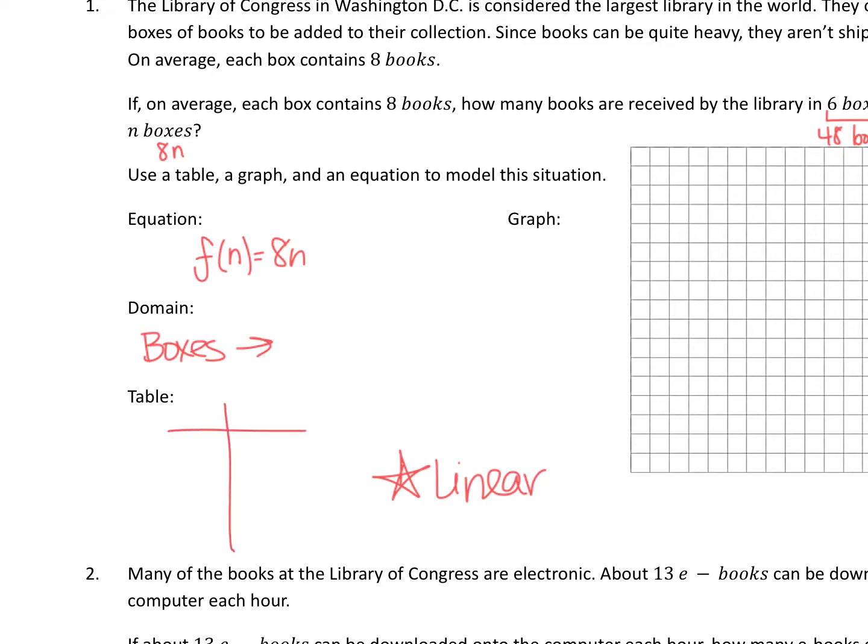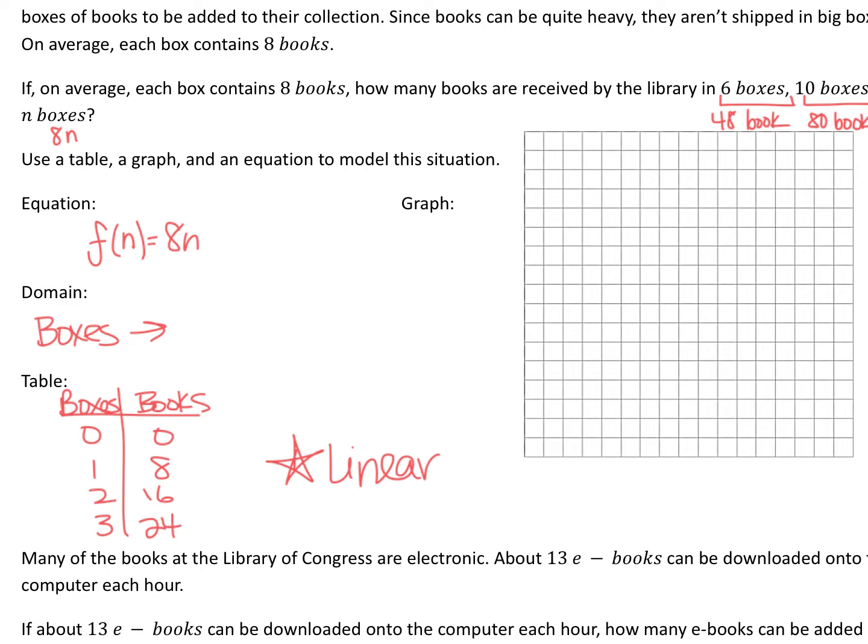So here's my table. We've got boxes, we've got books. And for 0 boxes, we've got 0 books. For 1 box, we've got 8. 2 is 16, 3 is 24, and so on. Okay, so let's graph that. Boxes and books.